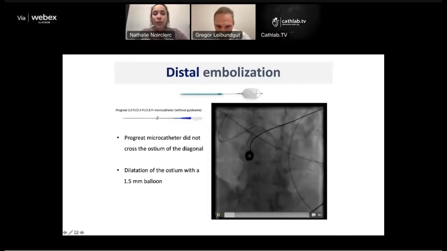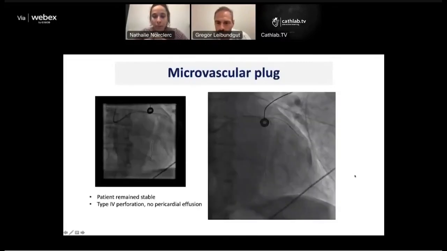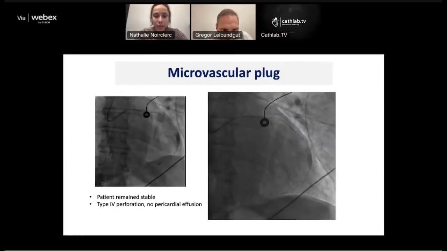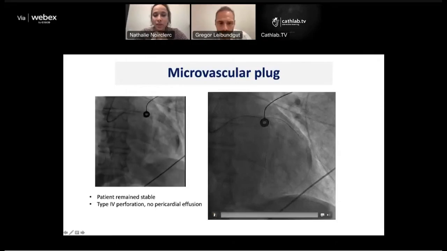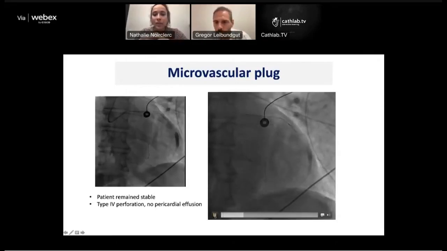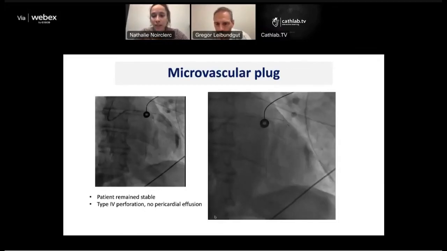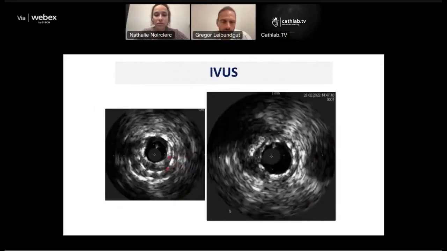So the ProGrid couldn't cross, so we had to dilate the stent. And here you're going to see on the next slide the placement of the plug. There is first a check of where the perforation is. You can see it better now? Yes. And the next video is the advancement of the plug. You can see that we retrieve the ProGrid and the plug is in place. It's really tiny. So the perforation was sealed.